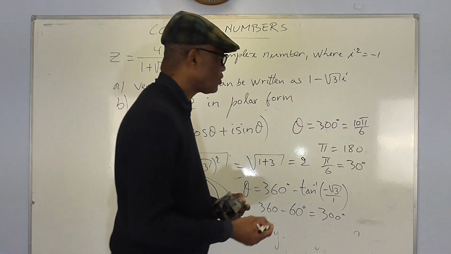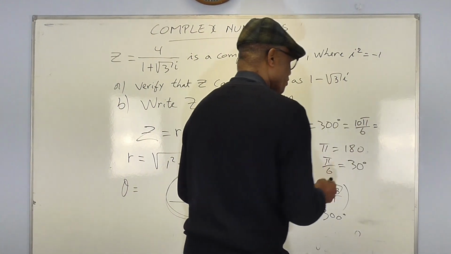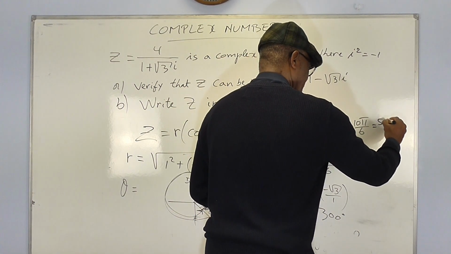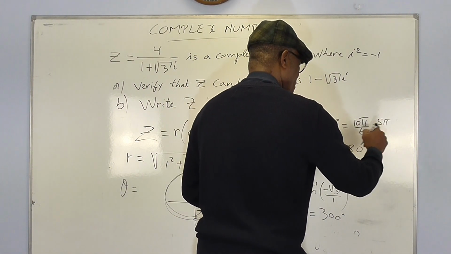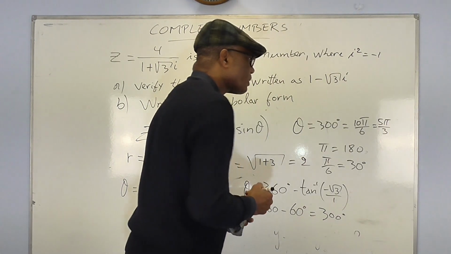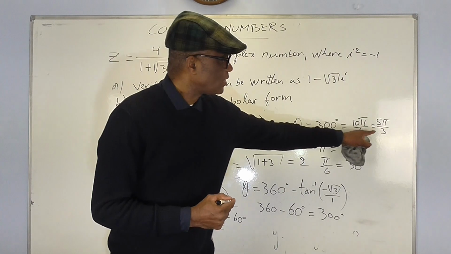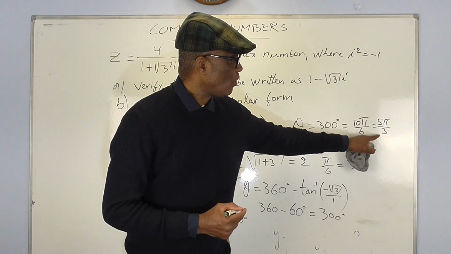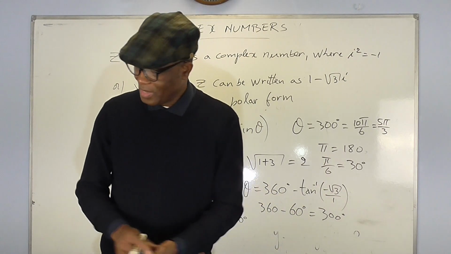So this will give what? I can simplify. If I divide by 2, I get 5, and dividing by 2 again, I get 3. So our theta, the argument, is 5 pi over 3.